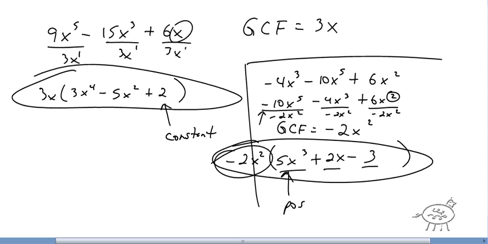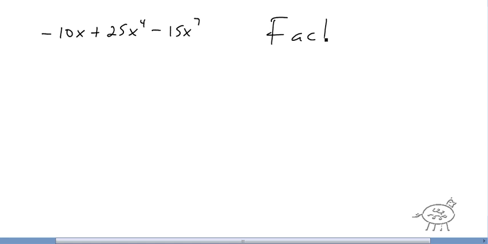All right. Let's do 2 more here because I want to do one with multiple variables too. All right, let's see. How about negative 10x plus 25x to the fourth minus 15x to the seventh. Okay, and finally, the directions will say factor here, guys. All right, those are the directions.